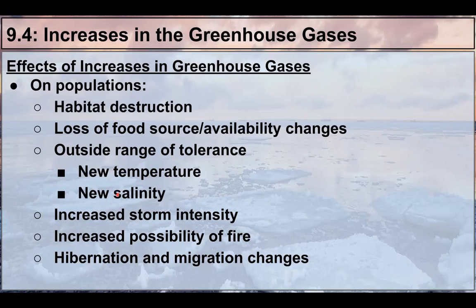So changes in temperature, winds can increase storm intensity. Hotter weather could also mean drier weather. That could increase the possibility of fires as well. And for animals that need to hibernate or migrate, this could impact what they've been doing for many, many generations.